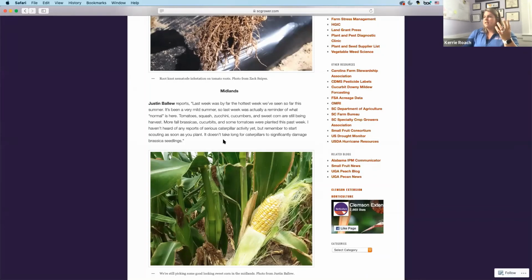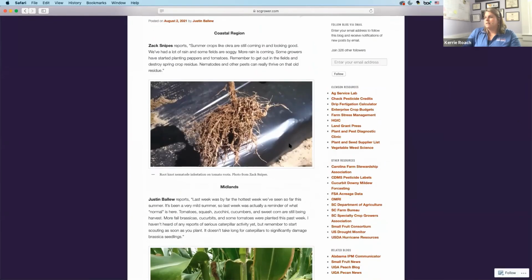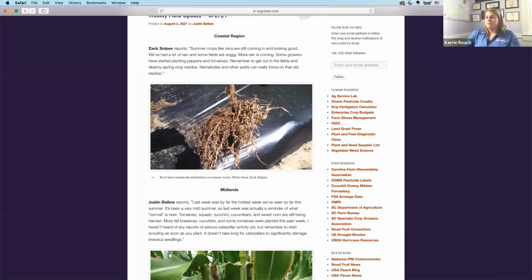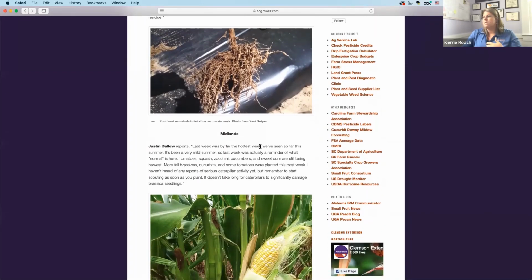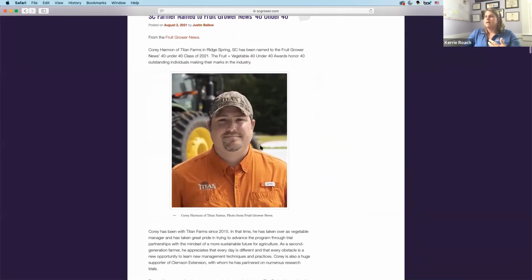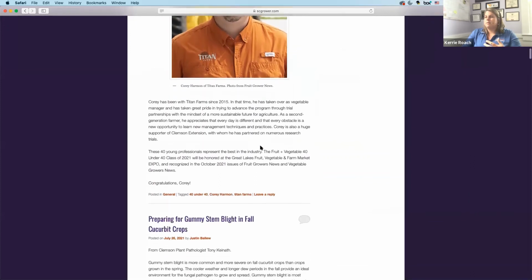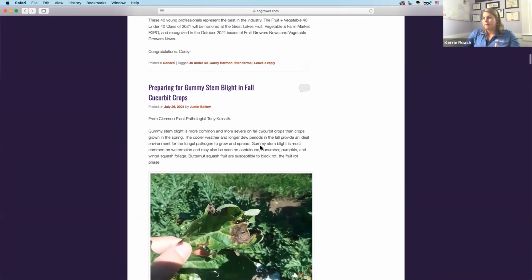Justin said last week was by far the hottest. It doesn't take long for caterpillars to significantly damage brassica seedlings. We put out pictures. Zach's talking about root knot nematodes. And a lot of times we might give recommendations or how you might mitigate that. We do once a week blogs unless there's something important happening.